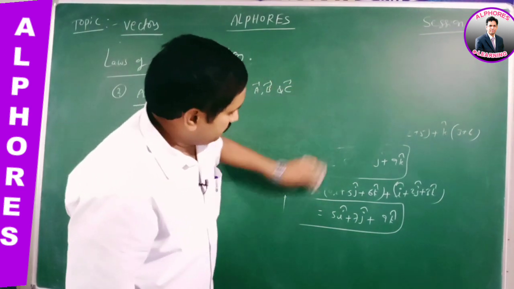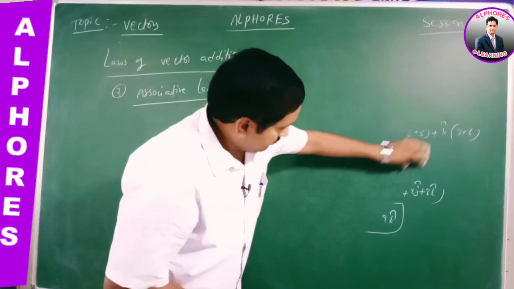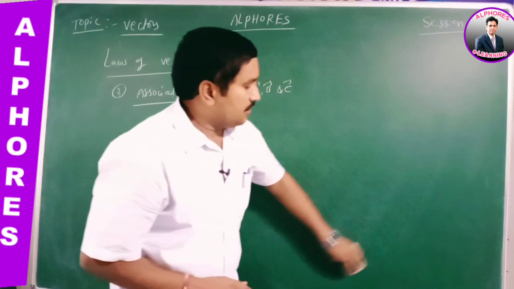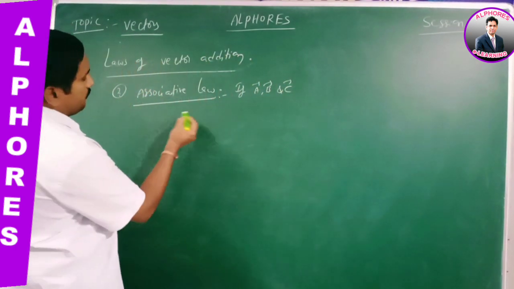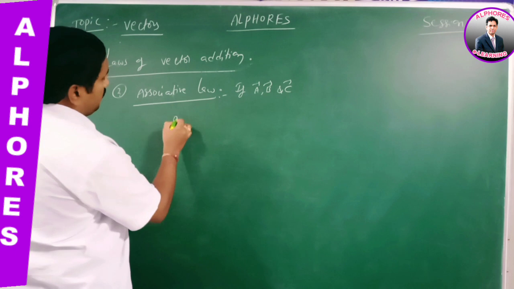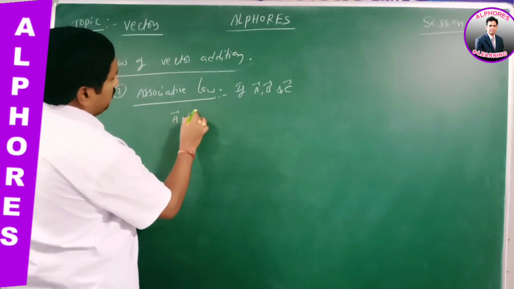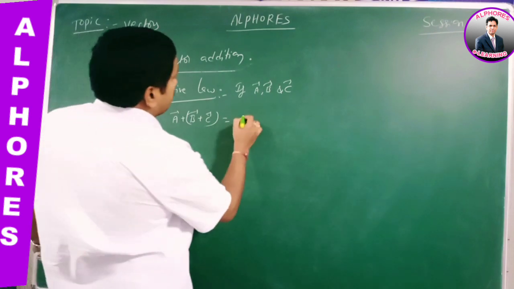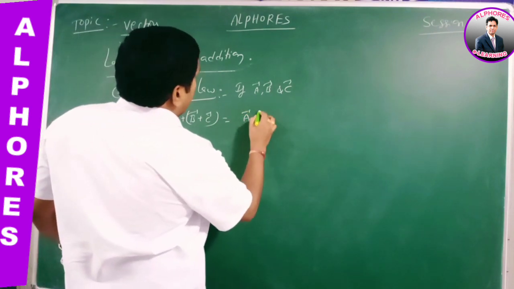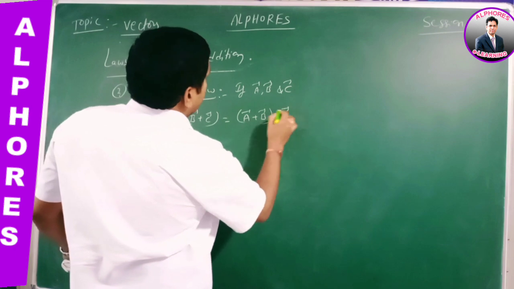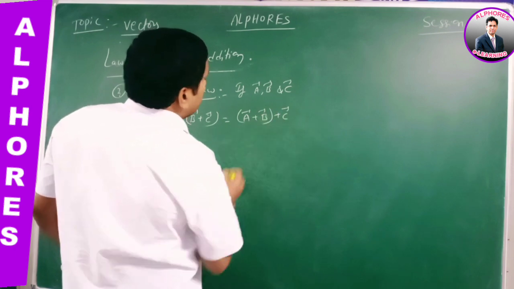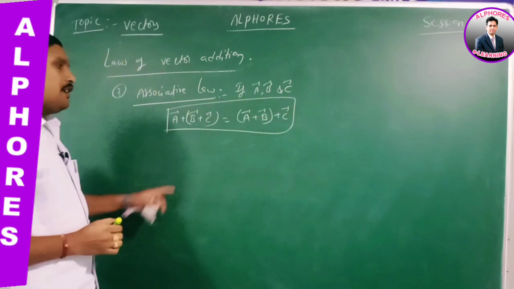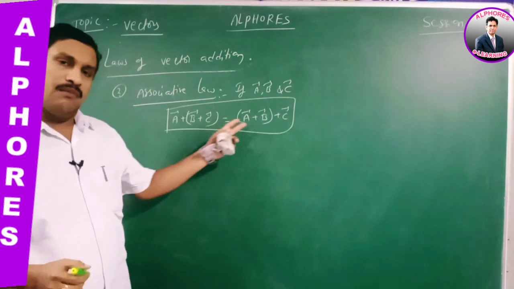Associative law for vector addition is nothing but, listen carefully, it obeys the associative law. That means a bar plus (b bar plus c bar) is equal to (a bar plus b bar) plus c bar. So this is nothing but the associative law. Again it is proved by both methods, the geometrical method and the mathematical method also.